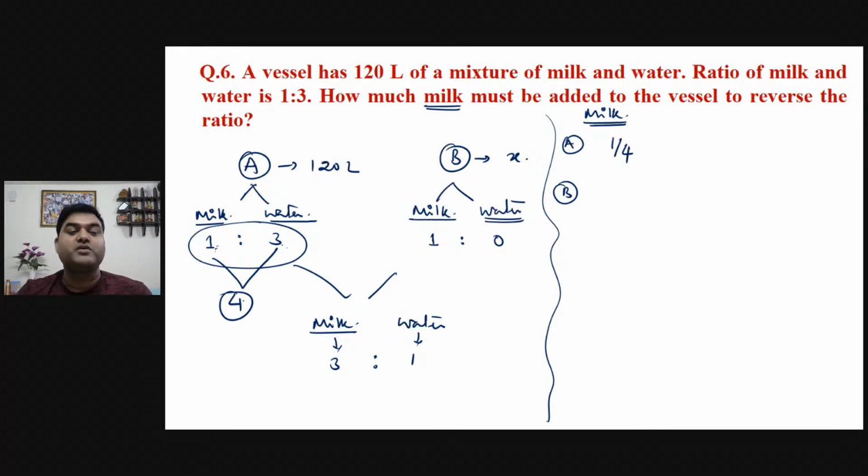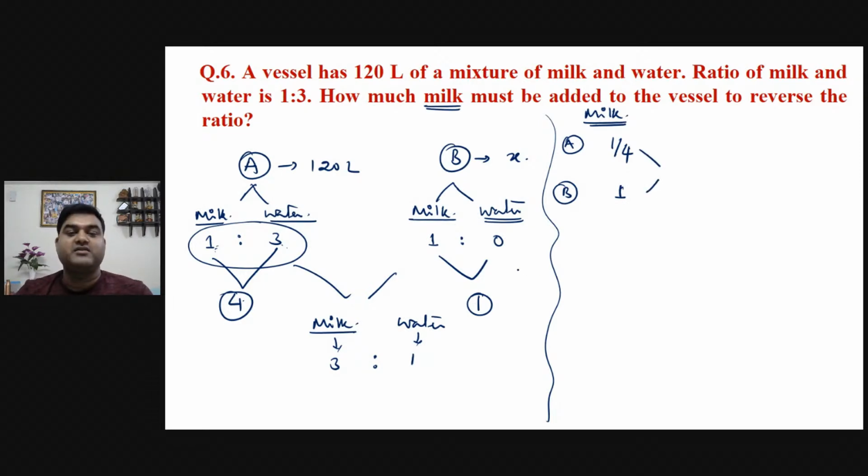Hope you understood how I'm doing this. Because the ratio of milk and water is 1 is to 3, if the total quantity of solution is 4 liters, then 1 liter will be milk and 3 liters will be water. So 1/4 of the total quantity will be milk. In B, 1 liter out of 1 liter is completely milk, because it was given as a milk solution. So here this is 1.